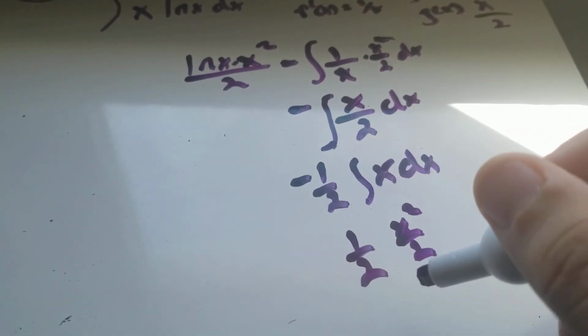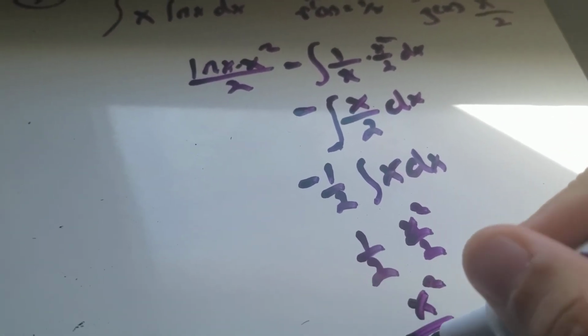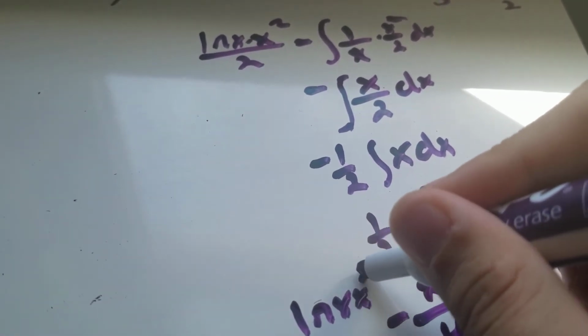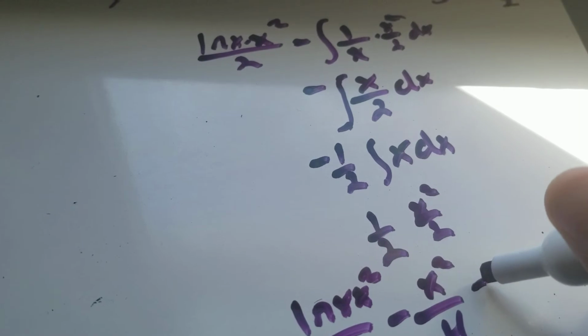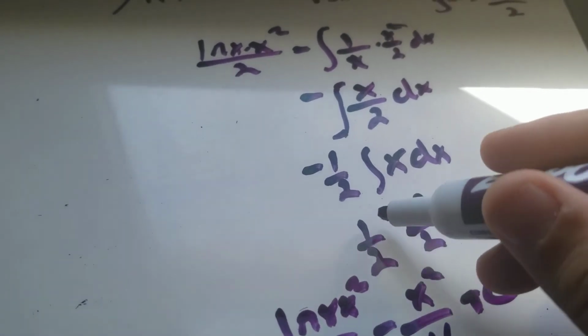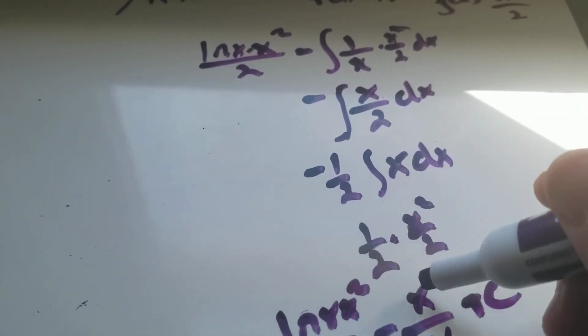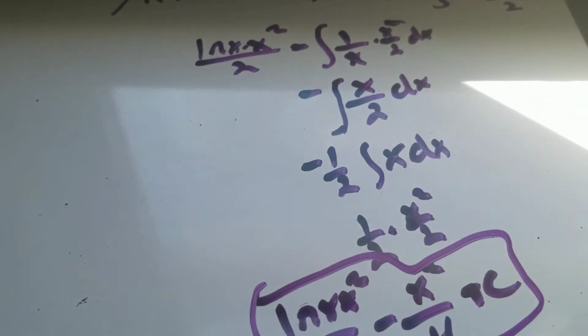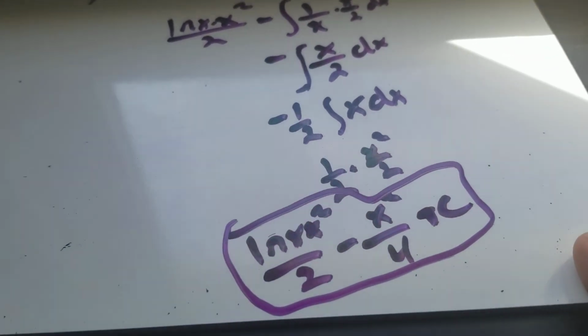And then it's ln x times x squared over 2, minus x squared over 4, plus c. So 1 times x squared is x squared, 2 times 2 is 4. That is your final answer here.